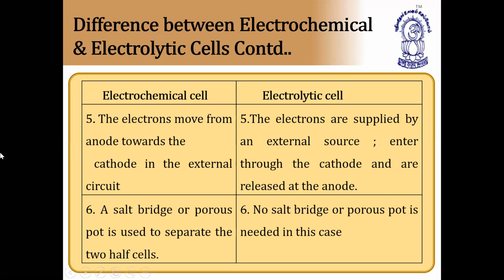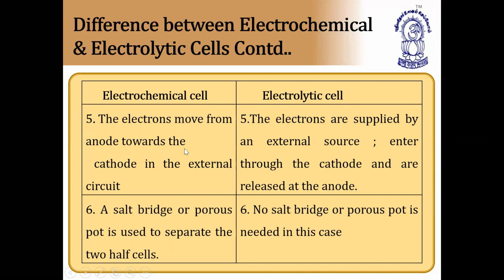This is also very important here because in a galvanic cell, what happens? Copper first changes to copper ions. That copper ions will go from cathode to anode. So when the ions are going from cathode to anode, electrons will move from anode to cathode. So opposite direction, that is conventional current. So the electrons move from anode towards cathode in the external circuit, and the electrons are separated by the external source, that is battery, enter through the cathode and are released at the anode.